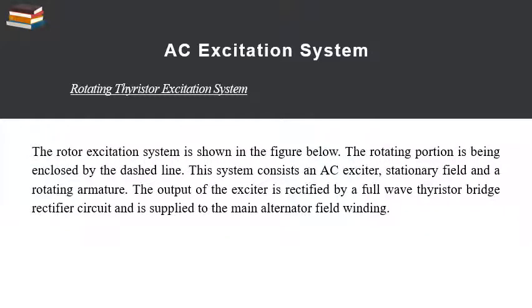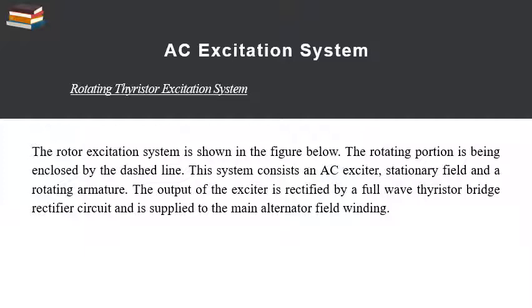The rotor excitation system is shown in a figure. The rotating portion is enclosed by a dashed line. This system consists of an AC exciter, stationary field and rotating armature. Means the armature winding is rotating, placed on a rotor, and the field winding is placed on a stator.